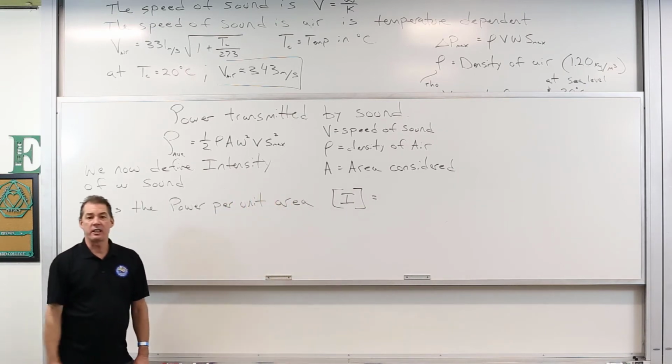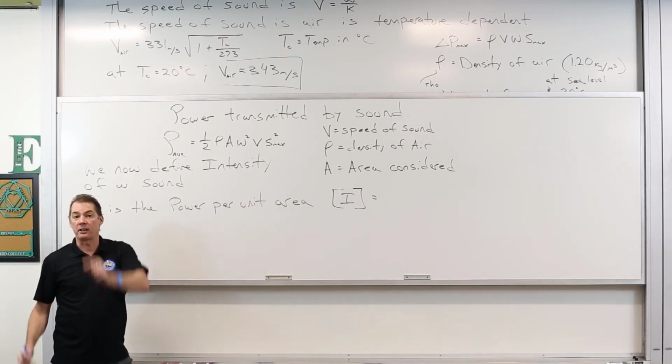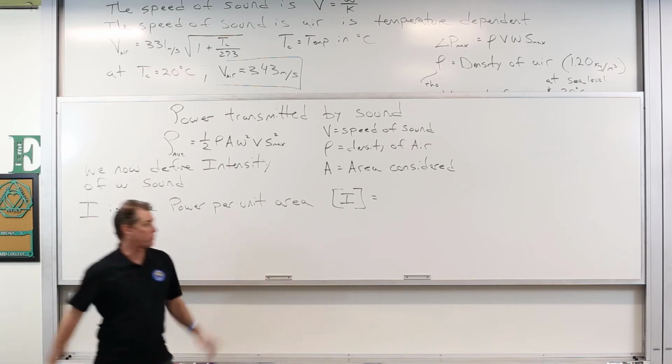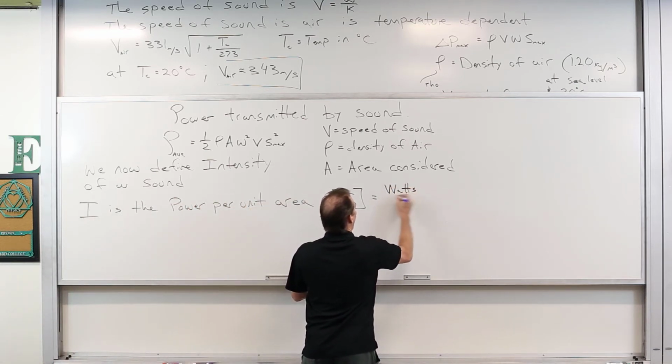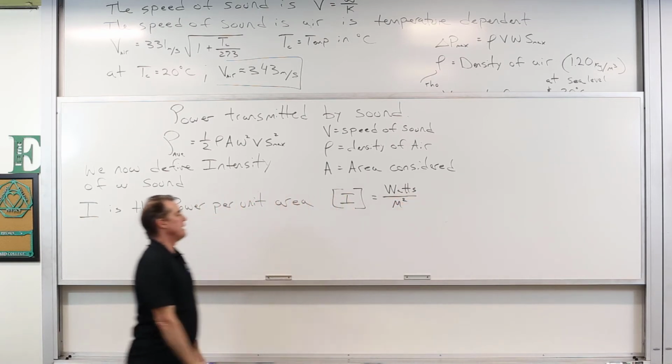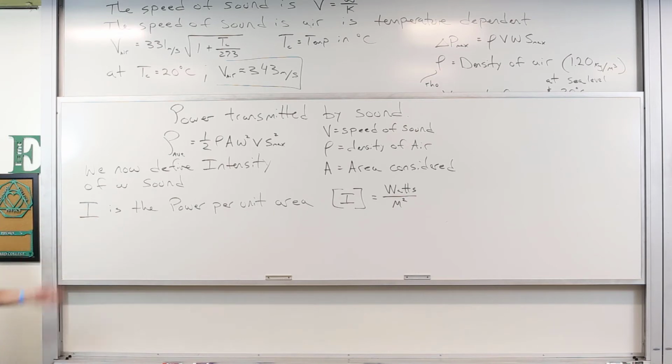SI units of intensity, well, what's power? Watts, that's right. What's area? Meters squared. So we've got watts per meter squared as intensity. So we just talk about watts per meter squared. Don't name that something else. So that's 20 watts per meter squared, bam.